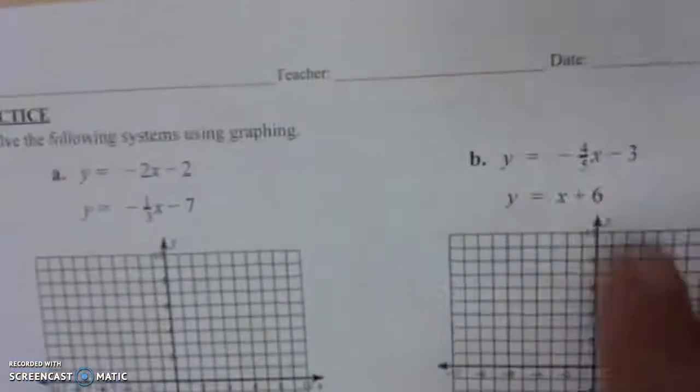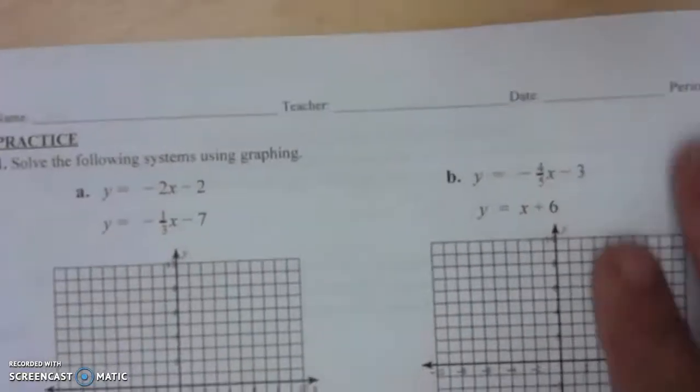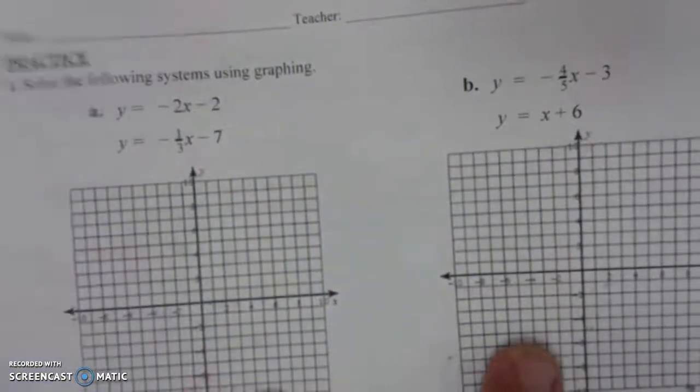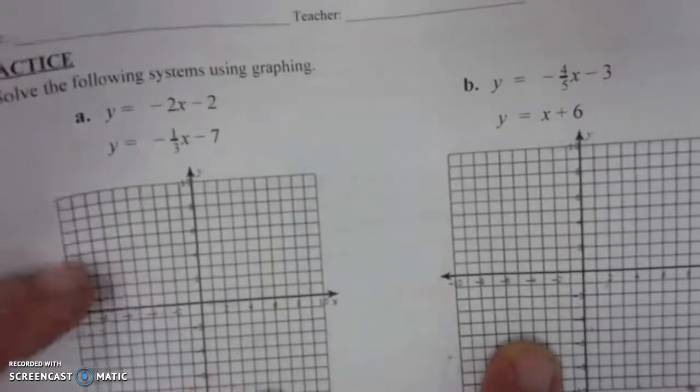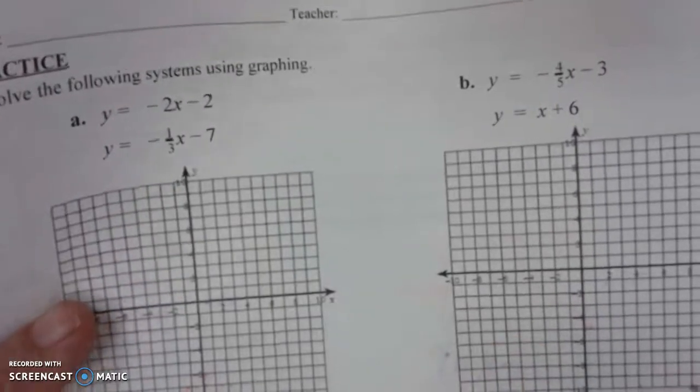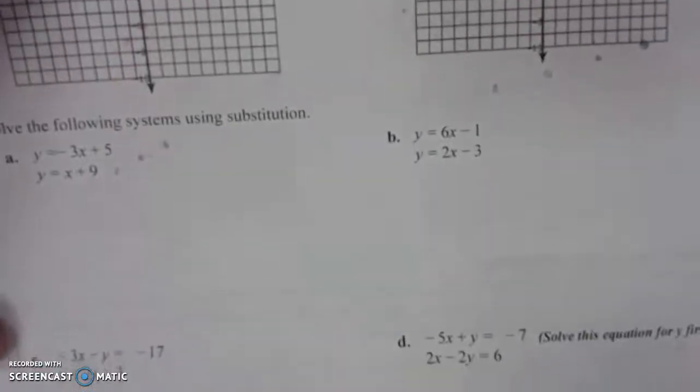Let's look at the next page, which is just practice. So this is your homework, page 2, and you're going to do the first two problems by graphing. So it's all in the form of y equals mx plus b, so it should be pretty easy to graph and see where those two cross.